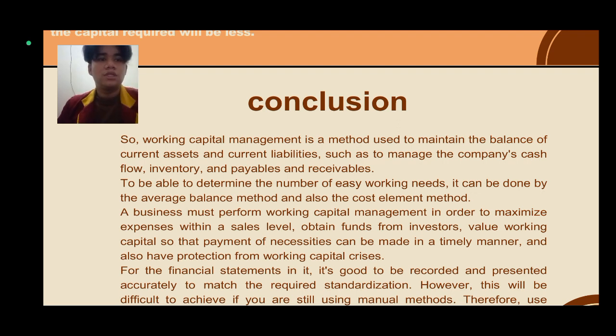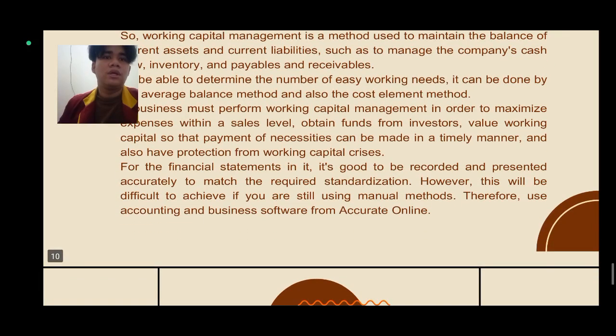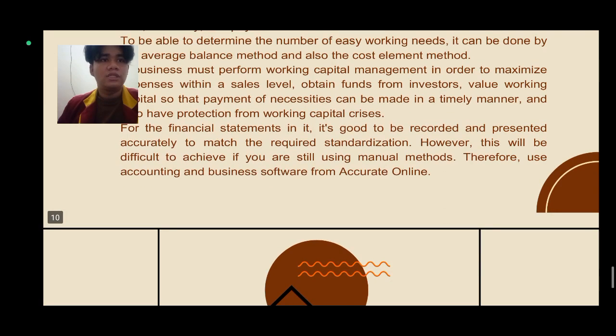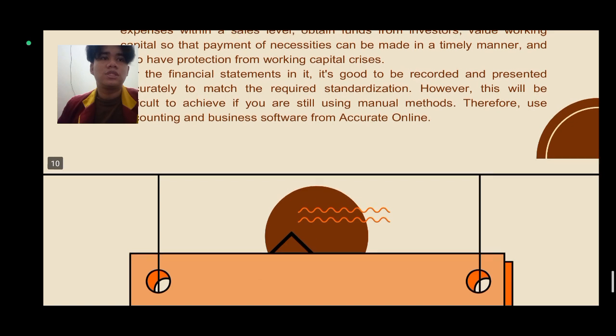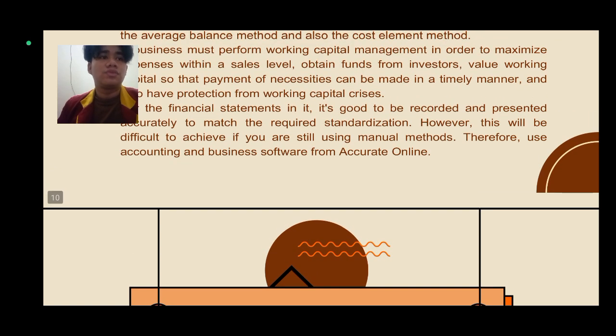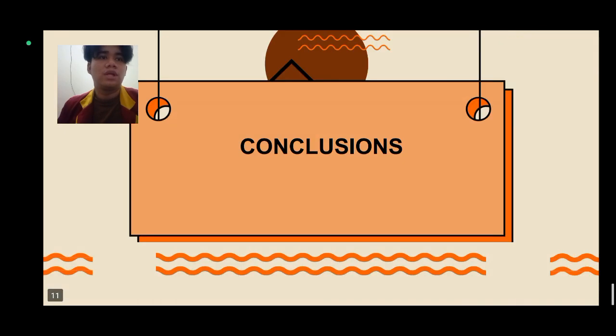For the financial statements, it is good to have them recorded and presented accurately to match the required standardization. However, this will be difficult to achieve if you are still using manual methods. Therefore, use accounting and business software from Accurate Online.